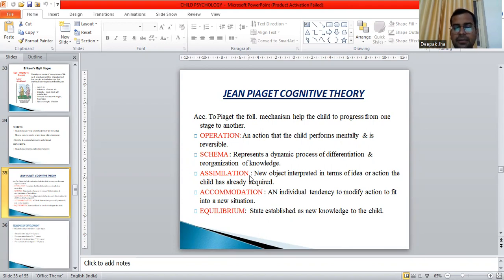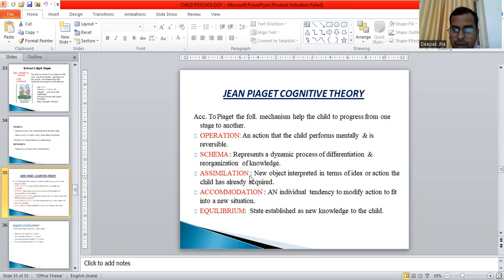Next is schema. Schema represents a dynamic process of differentiation and recognition of knowledge. Let us consider the same example, that the child was sitting at his window and he saw a cow or a four-legged animal. So what is schema here? Schema is basically categories of knowledge. Now when the child asks his mother what he is seeing, the mother tells him that it's a four-legged animal. So that is the schema. It is the category of the knowledge.